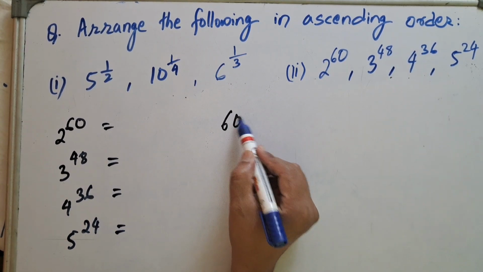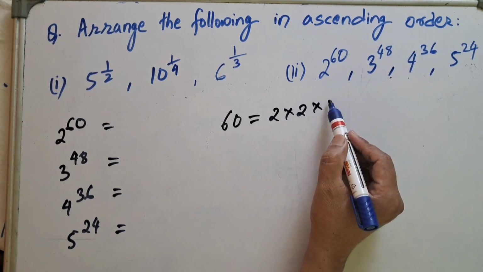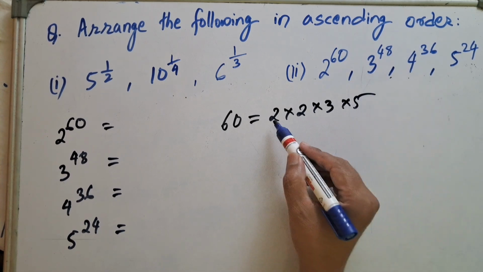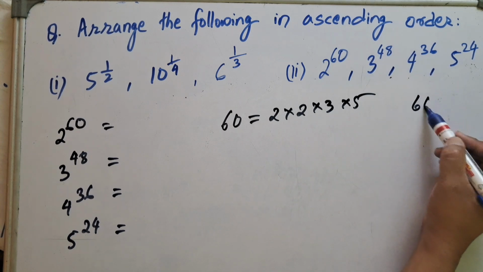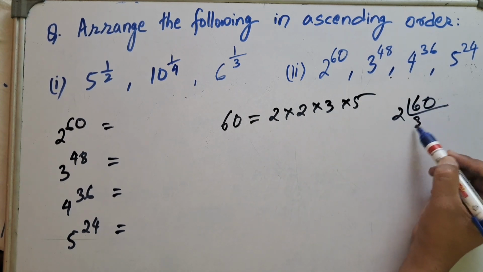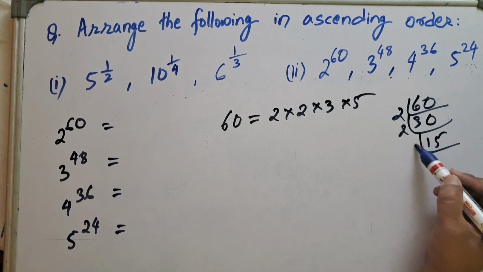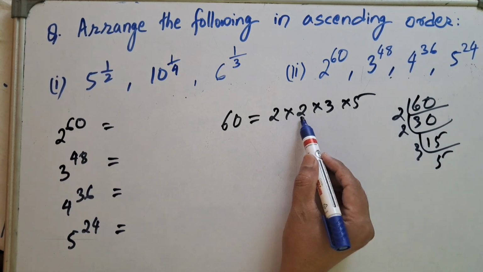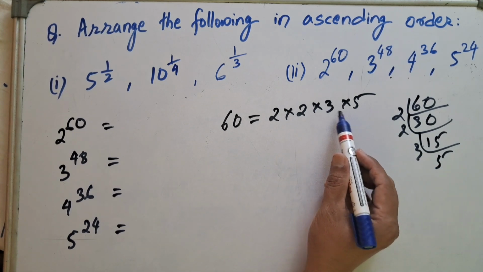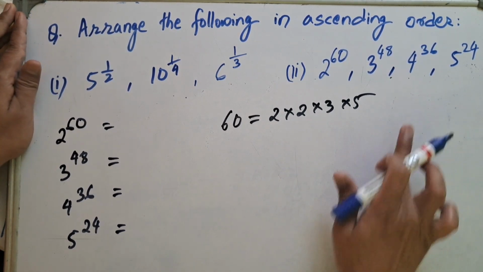So 60 equals 2 2s are 4, 4 3s are 12, 12 5s are 60. How do we find these factors? We find factors like this, okay? 2 3s are 6, 2 15s are 30, 3 5s are 15. So 2 into 2 into 3 into 5. When we multiply all these numbers, we get 60, okay? I hope you know how to find the factors, isn't it?